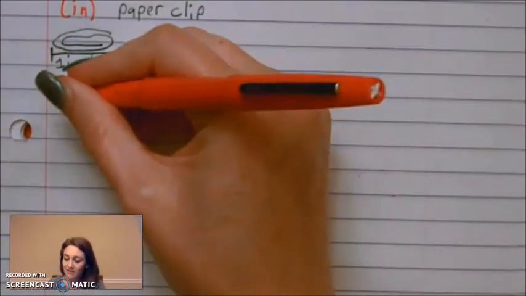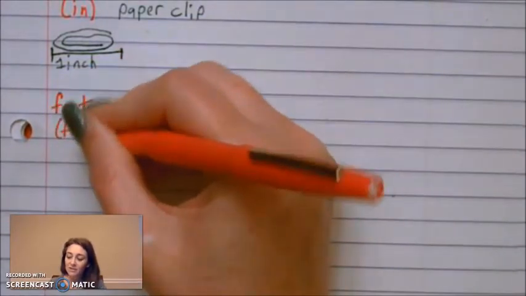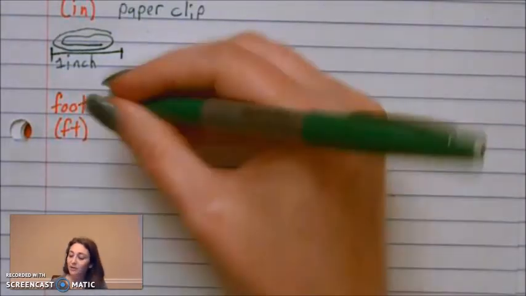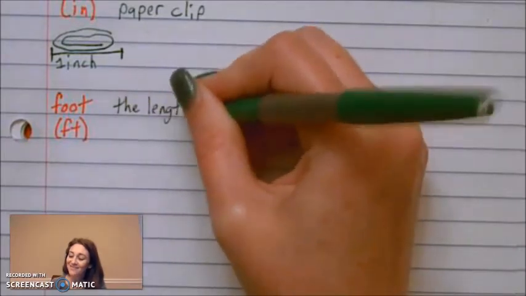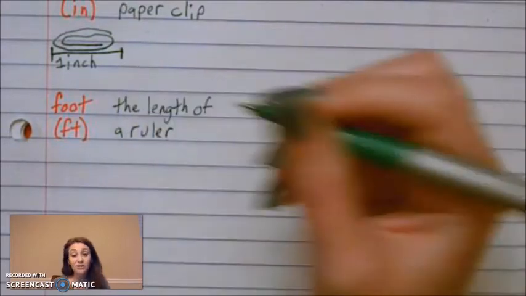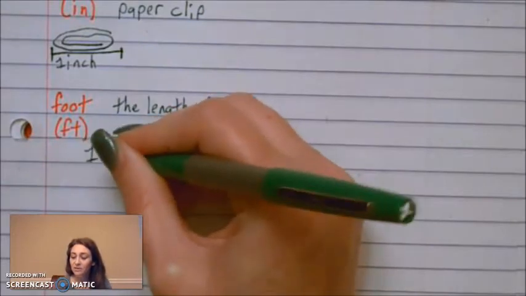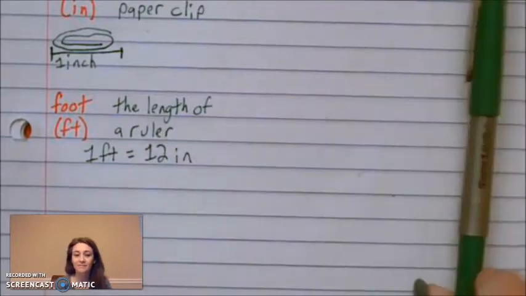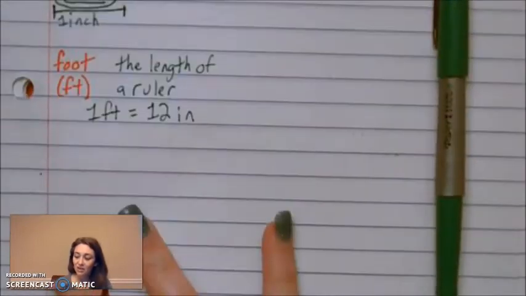Again, if I go too fast, just pause or rewind. The abbreviation for foot is FT, and that is the length of a ruler. But you already knew that. Something else you probably already know, we'll put it in our notes anyway, is that 1 foot equals 12 inches.